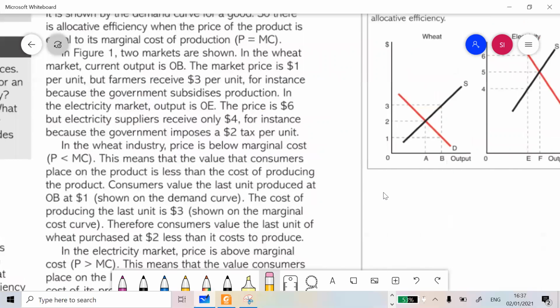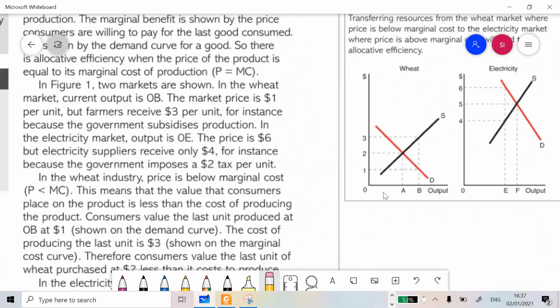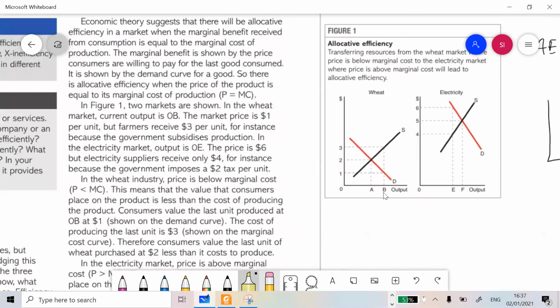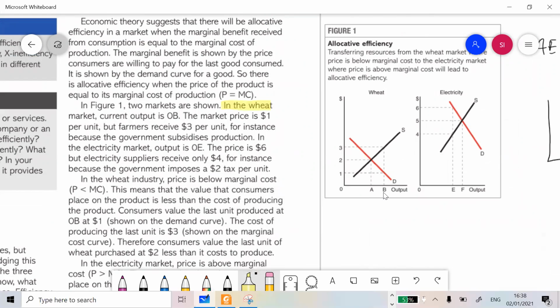Now observe this diagram. In figure 1, two markets are shown. Let's first consider the wheat market. In the wheat market, the current output level is 0B. The market price is $1 because the government subsidizes production.